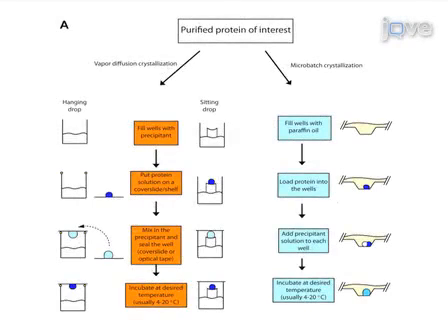The overall goal of this procedure is to produce protein crystals for X-ray diffraction experiments. Here, 3 different techniques for crystal screening are demonstrated. Vapor diffusion crystallization methods, including hanging drop and sitting drop, as well as microbatch crystallization methods are described.